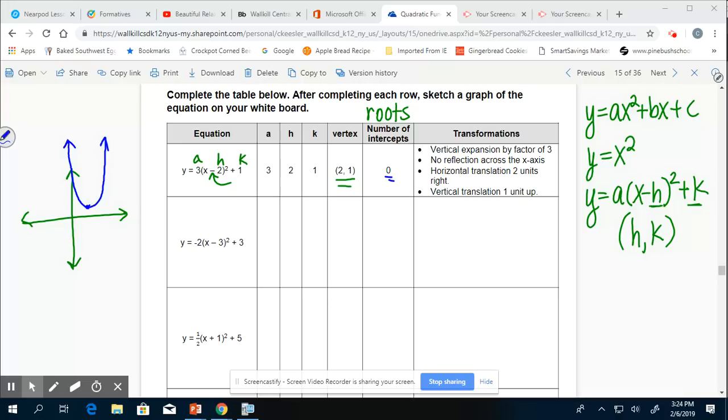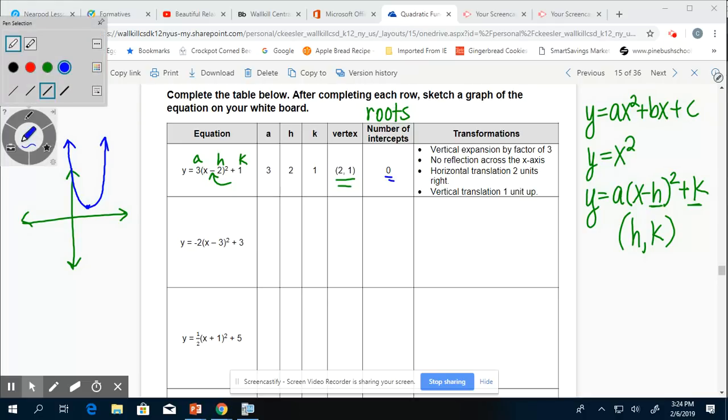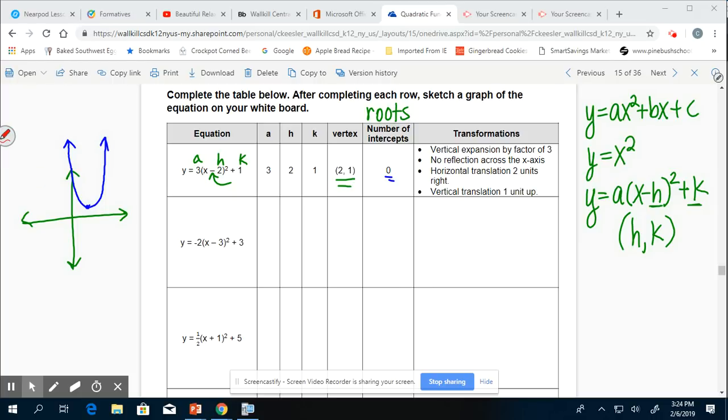Notice that my graph is 1 unit up from the x-axis, where if we had just y equals x squared, it would look more like this. So this function has been shifted 2 to the right, 1 up, and stretched. It's not as wide as the original function, y equals x squared.